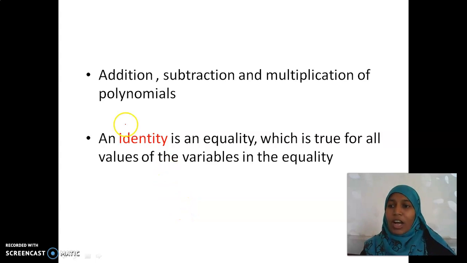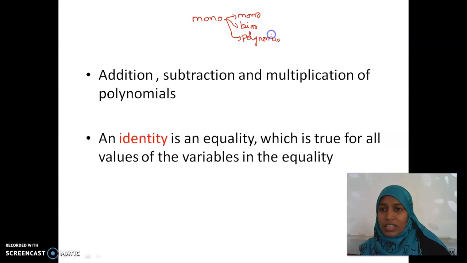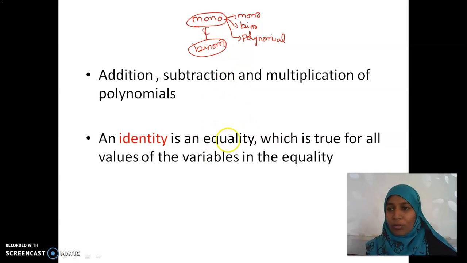Then we learned how to add, subtract and multiply polynomials. We began with monomial with monomial, then with binomial, then trinomial, then polynomial. Extending this concept, we had a binomial in the place of the monomial. This binomial product with any other monomial, binomial or polynomial, we split in the form of monomials. Hope you remember.